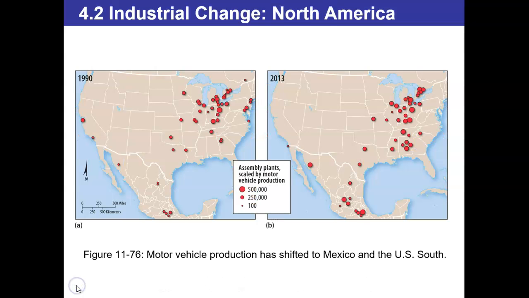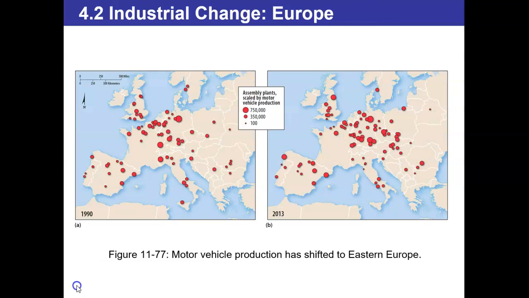Looking at figure 11-76, we see that motor vehicle production has shifted to Mexico as well as the US South. Again, lower wages, and again, the fact that unions are discouraged in those regions as well. We can also see how this has shifted in Europe. In figure 11-77, we see that motor vehicle production has shifted to Eastern Europe for some of the same reasons: lower labor costs, but also proximity to markets where the vehicles can be sold.